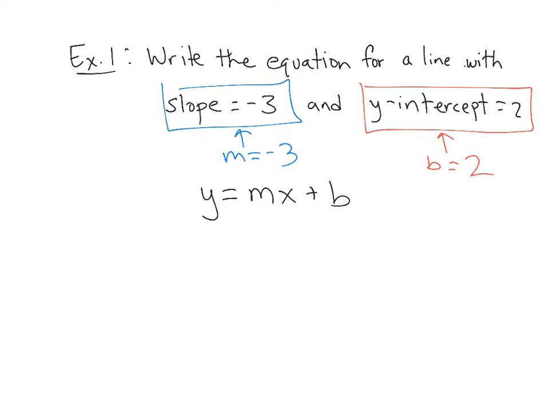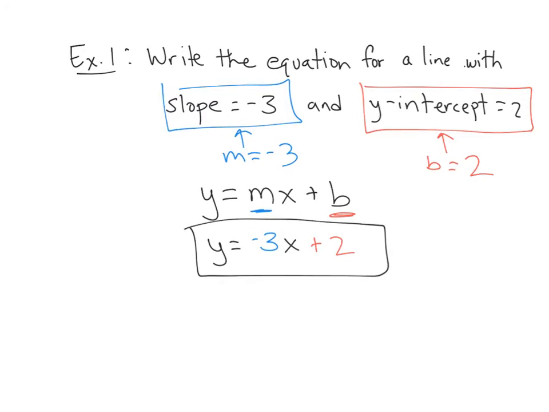So in my format here, m is -3, so it'd be -3x, so y equals -3x, and then my b is 2, so I'm going to plug in a plus 2 since it's positive 2. So y equals -3x plus 2 would be my equation of a line with a slope of -3 and a y-intercept of positive 2.